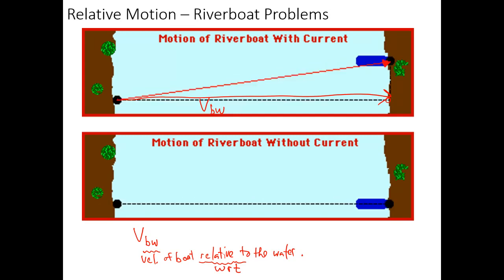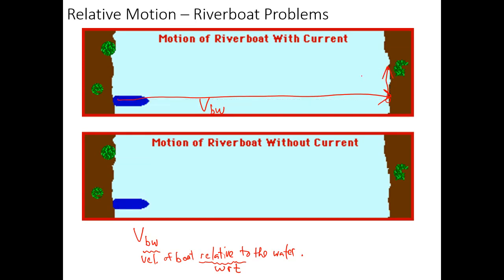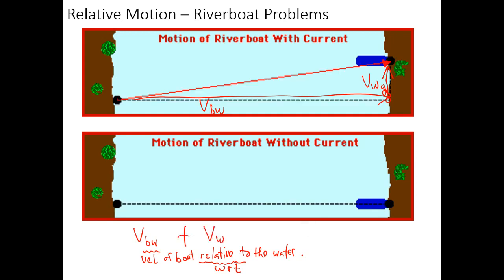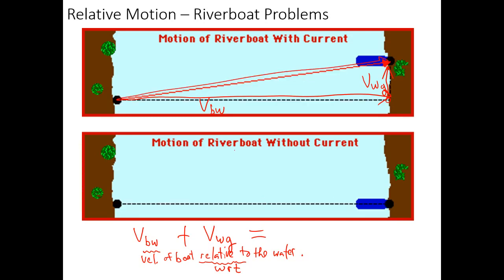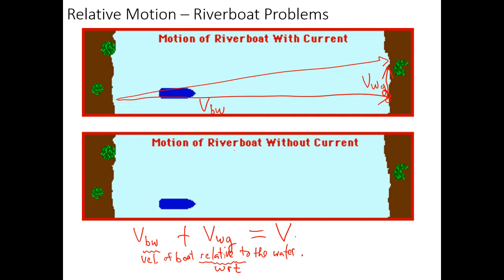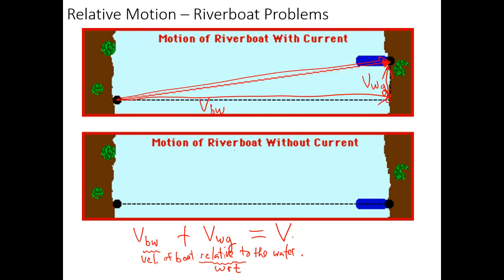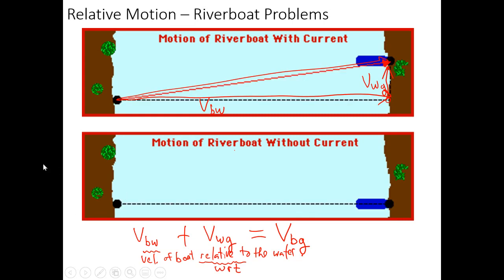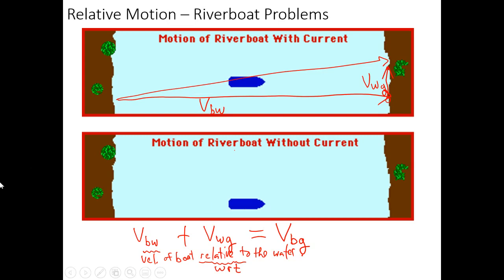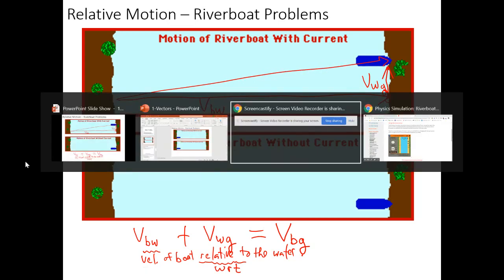Then we would represent the velocity of the water relative to the ground, and that's going to give us the resultant velocity of the boat. The resultant velocity of the boat is what you would see if looking from shore. So this is the velocity of the boat relative to the ground. It's kind of messy, but really we're looking at a boat that's pointing straight across the river, and he's going to end up downstream or upstream, depending on how much current is affecting it.